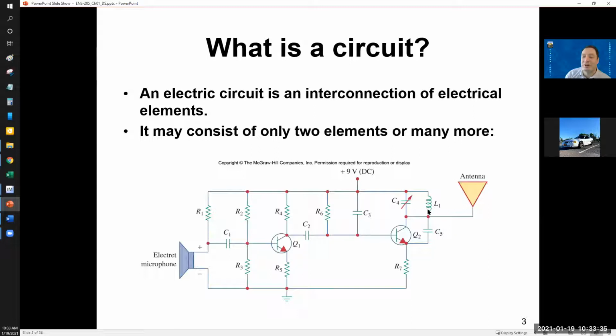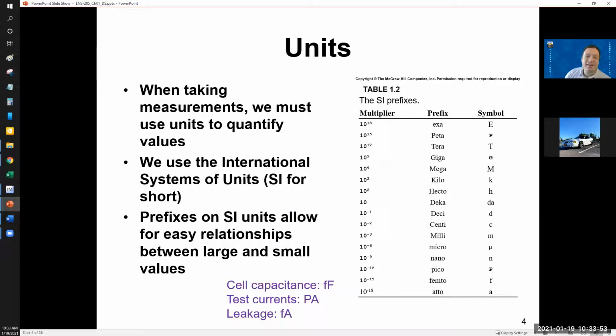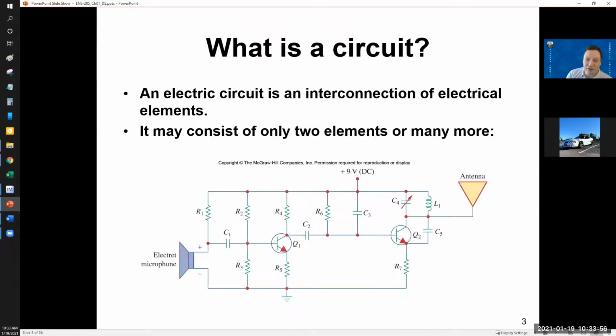And here's an inductor over here. But this is a basic circuit for what looks like a basic radio, right? 9-volt power, a microphone, an antenna, and all the circuits in between. So this would be your typical transistor radio, right? And so that's a circuit.